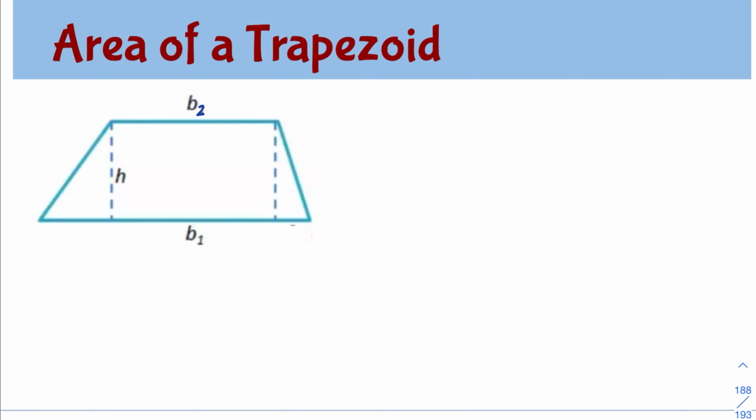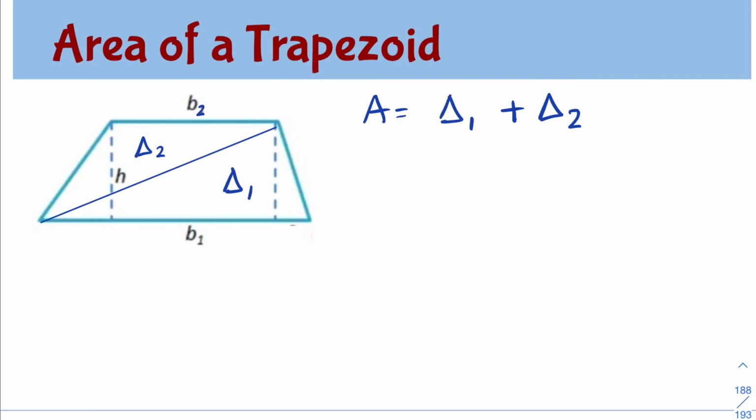So to derive the formula for the trapezoid, I will divide this trapezoid into two triangles. So this is our triangle 1, and this is our triangle 2. The area of the trapezoid is the same thing as the area of triangle 1 plus the area of triangle 2.